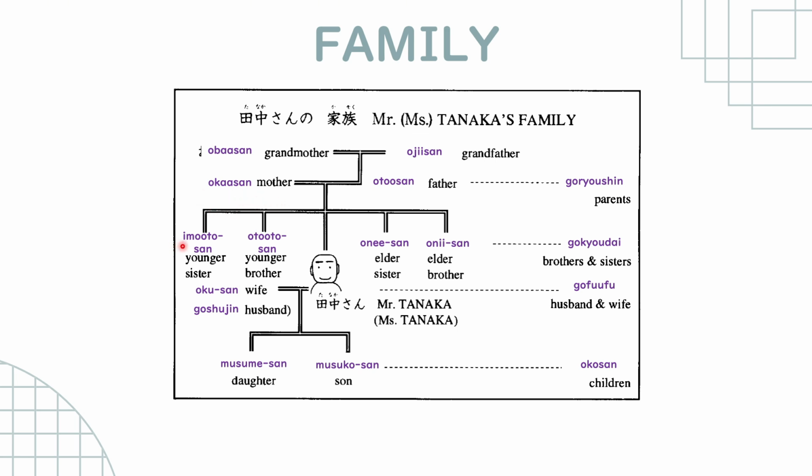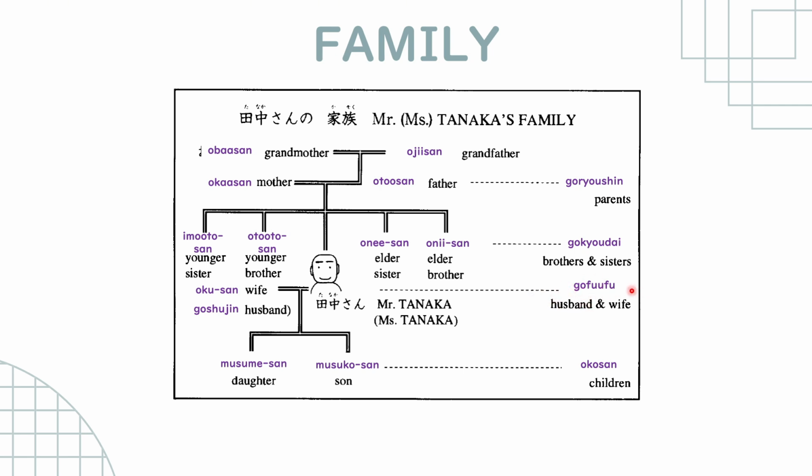Okay? And other people's younger sister, imoto-san. Other people's younger brother, ototo-san. Other people's elder sister, one-san. Other people's elder brother, oni-san. And other people's siblings, same as go-ryoshin, we add go here, so go-kyodai. And then we have other people's wife, okusan. Other people's husband, go-shujin. And other couples, we refer to them as go-fufu.